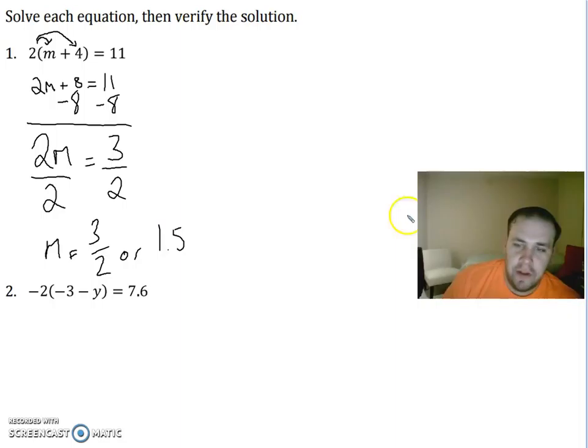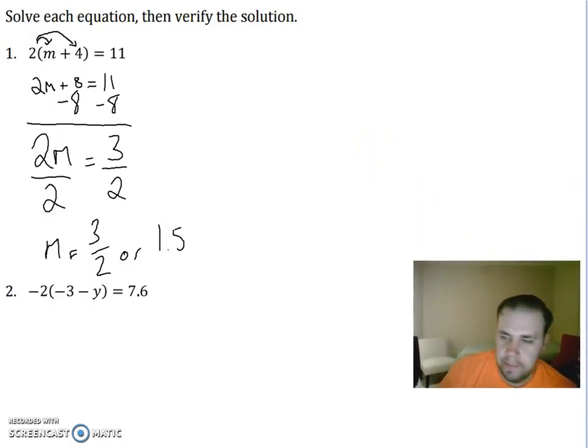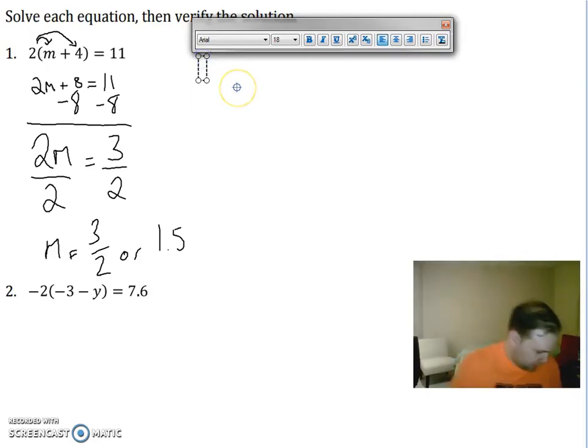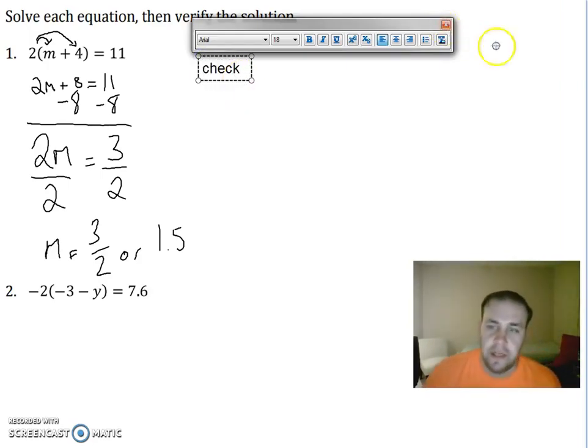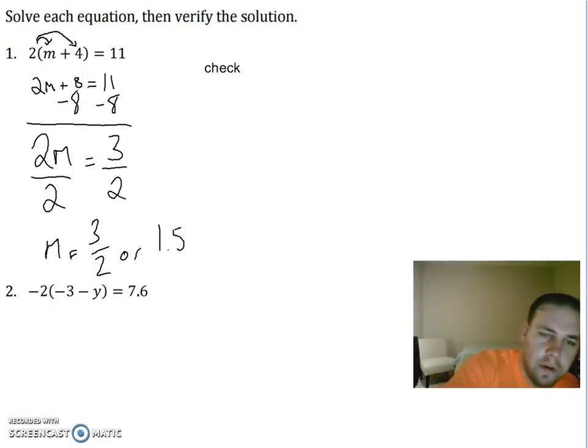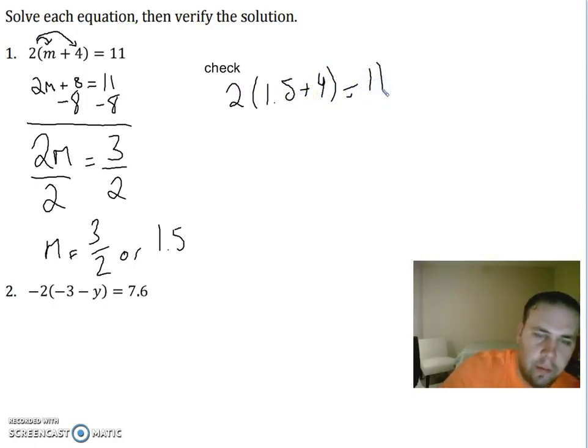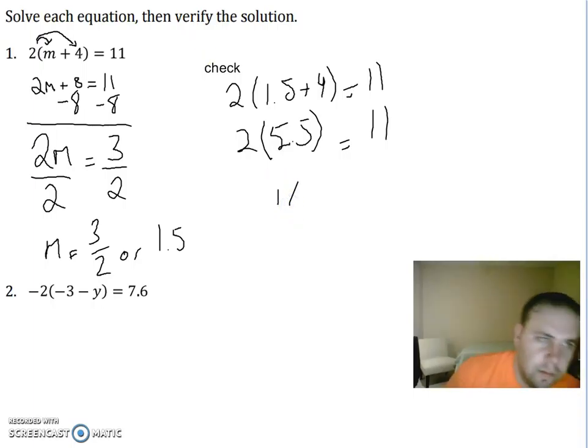Now, let's verify this solution. So let's check our work. So let's write in our check here. So if we have 2 times 1.5 plus 4, will that equal 11? Well, 1.5 plus 4 is 5.5 if I do my brackets. So 2 times 5.5 is 11. Whoa, that's a crooked 11. So we have 11, and that equals 11.